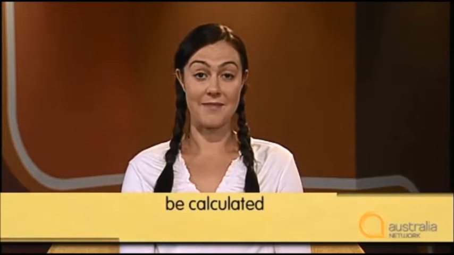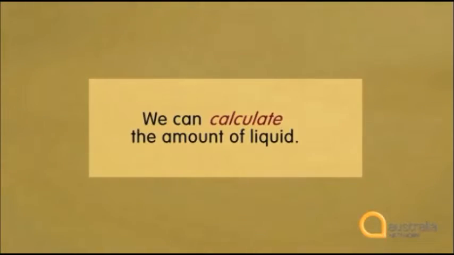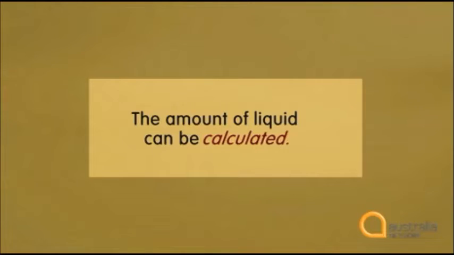When there are auxiliary verbs like can, we use the infinitive form of the verb to be. So the full verb phrase can calculate becomes can be calculated. Remember that a passive sentence starts with the object, then the verb. So we can calculate the amount of liquid becomes the amount of liquid can be calculated.